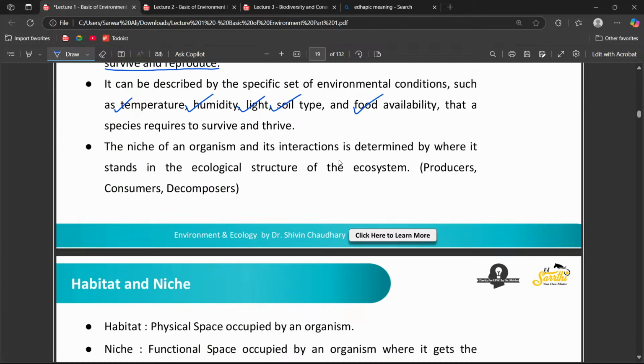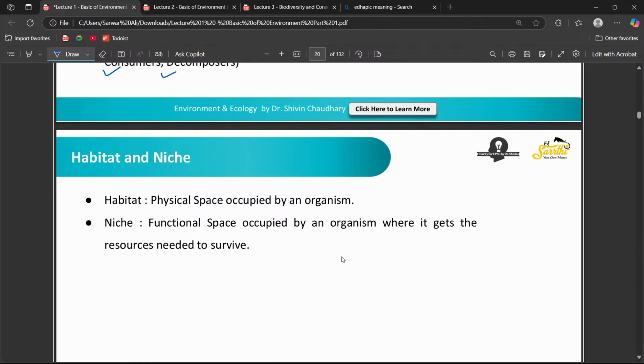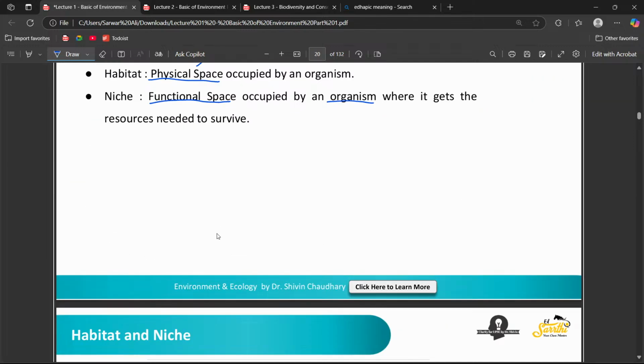The niche of an organism and its interaction determines where it stands, right? Niche determines where it stands in the ecological structure of the ecosystem. So producers, consumers or decomposers. So what is the difference between habitat and niche? Habitat is basically the physical space. Niche is the functional space. Alright. It is the physical space. So for monkeys it was trees. Right. What type of weather conditions, what type of all that. For functional space it is what organisms it needs to eat. Comes under niche. Where it gets its resources, it needs to survive.